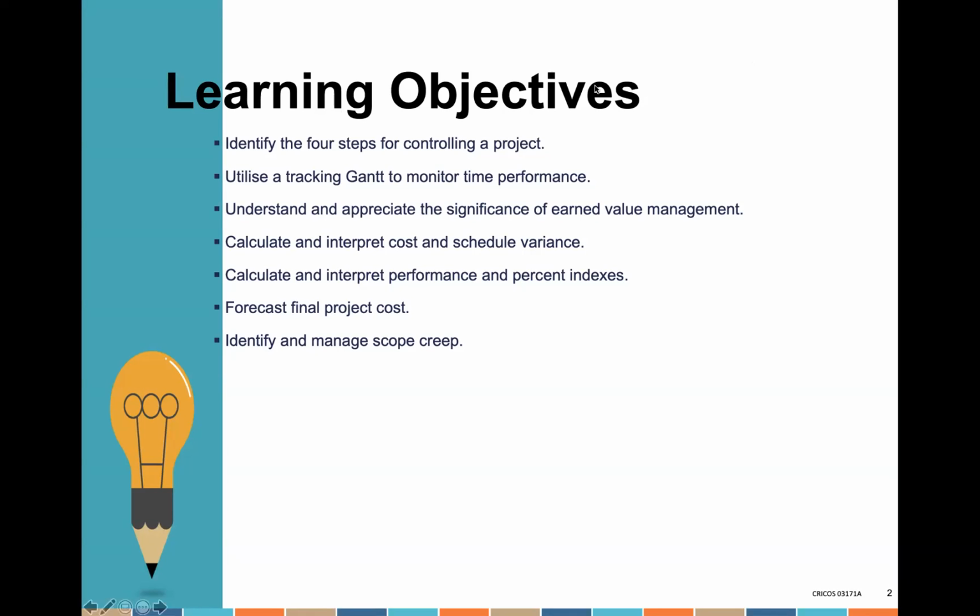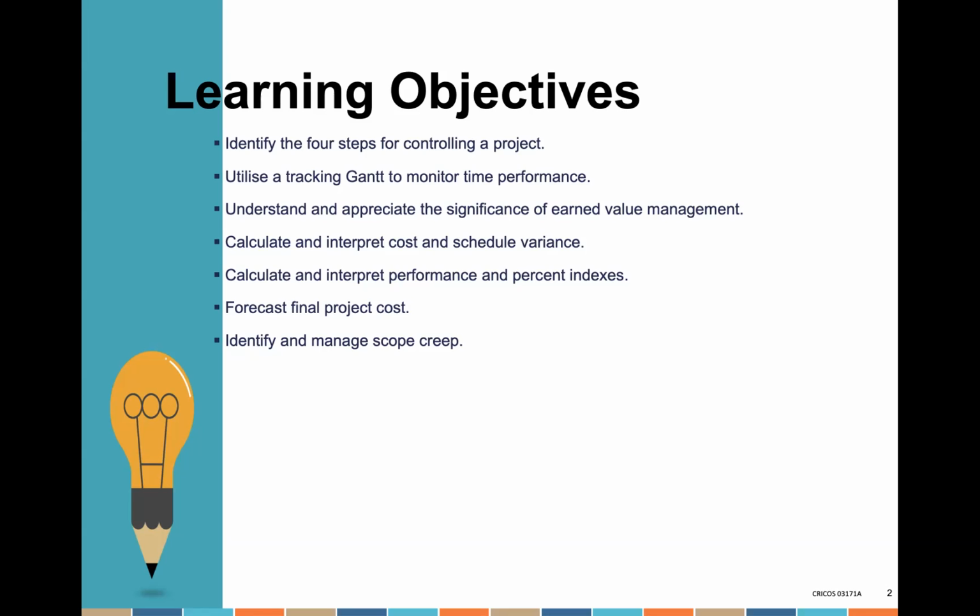We're going to calculate and interpret the cost and schedule variances. If there is a cost variance, that means something is over budget. And if there's a schedule variance, that means something is going over the schedule. So we need to understand how to make the assessment in terms of both our cost variances as well as our schedule variances.